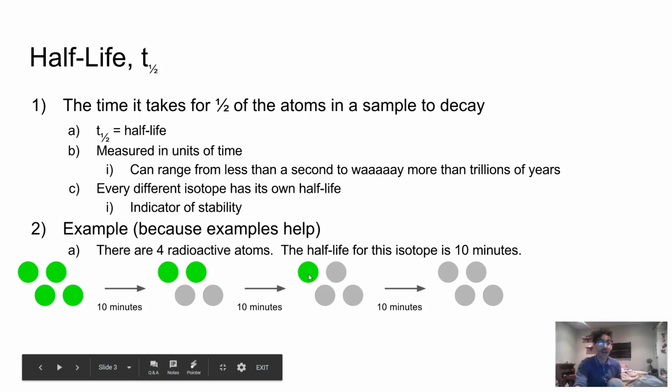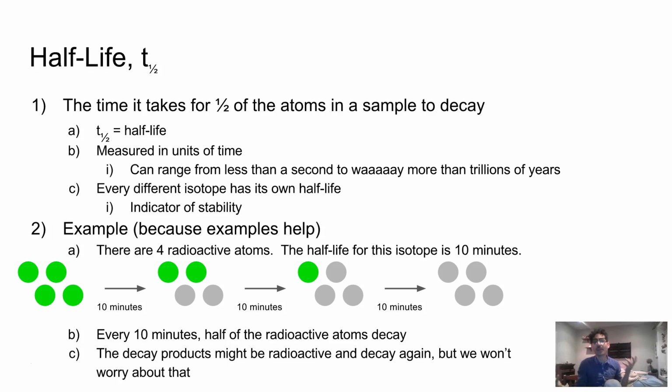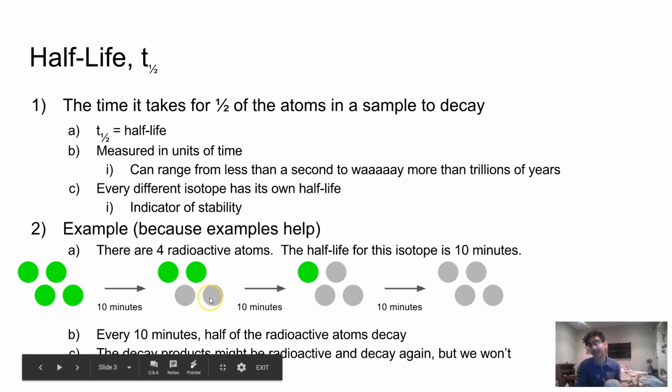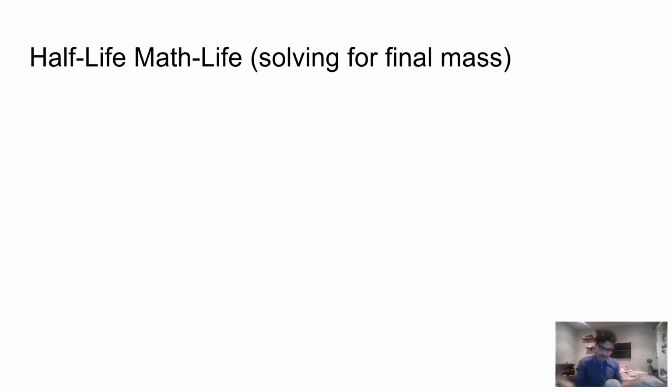So, that's generally how half-life works. It's usually just dividing the amount of stuff you have by 2, cutting it in half. And so every 10 minutes, we can see half of the radioactive atoms decay. The decay products also might be radioactive and decay again, but we're not going to worry about that. Generally, our decay products are going to be radioactive, but again, we're not going to worry about how they will decay on their own.